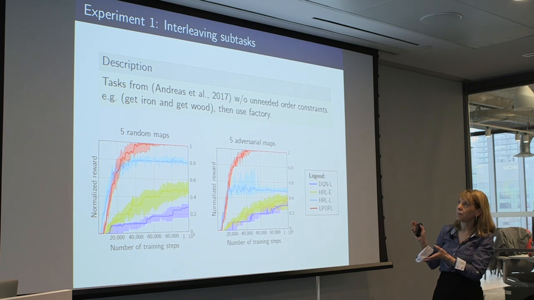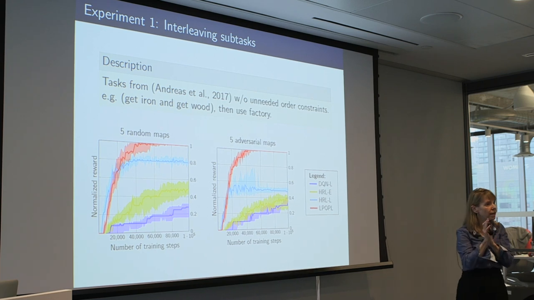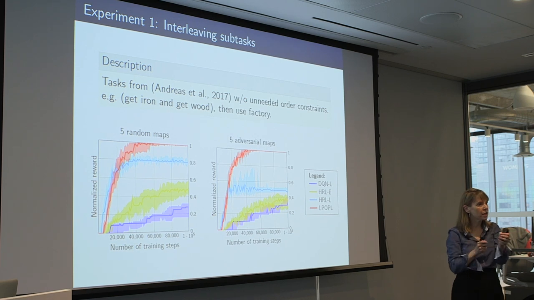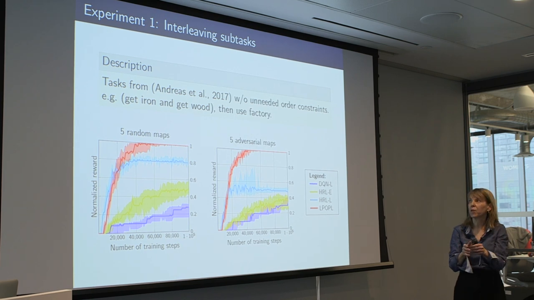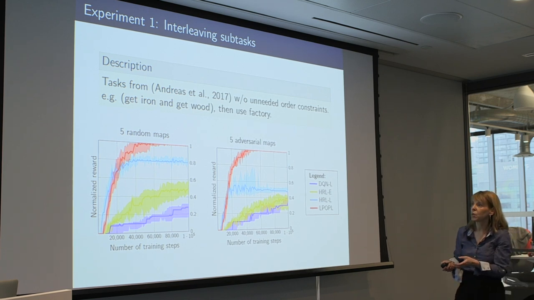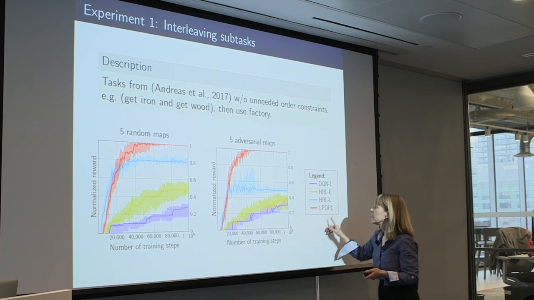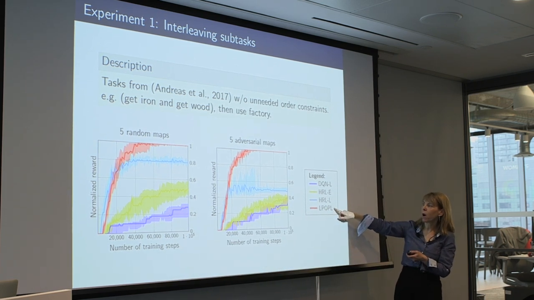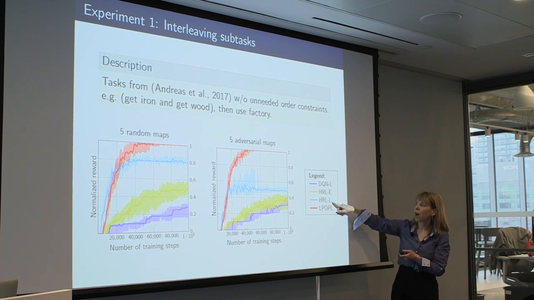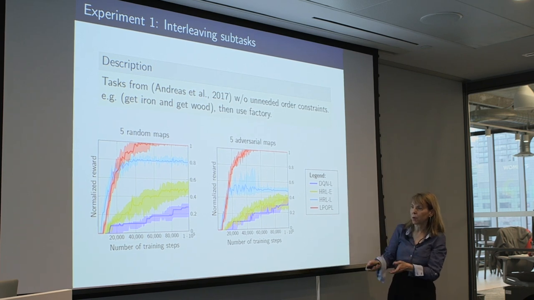We took the tasks that Jacob Andreas had, without unneeded ordering constraints. So remember, Jacob Andreas had sketches that required you to do one thing and then do another. Everything was sequential. And in a lot of cases, it didn't matter whether you got the wood first or got the other thing first. So we took away any unnecessary ordering so that our system could actually use those. And we tested on five random maps. And you can see again, LPOPL is the red. It converges to optimal. The hierarchical learning techniques did not do as well. And DQNL, again, performed much more poorly.